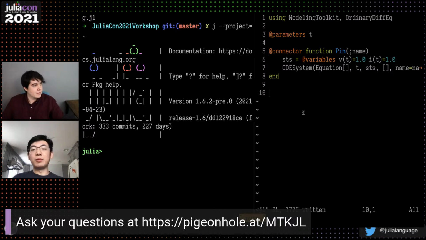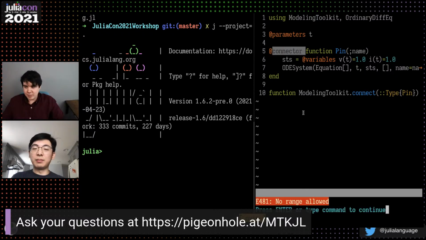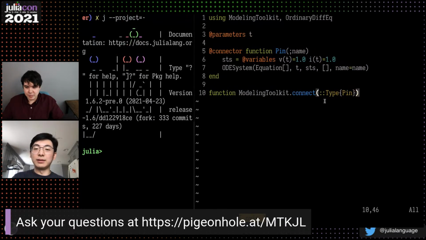Then we need to think about, when connecting two components, what kind of connection equations we need to generate. So we need to tell Modeling Toolkit how to generate connection equations by overloading the connect function on the type of pin. Basically, the connector macro declares the type pin, so that we can overload the connect function on the type pin. It takes an arbitrary number of pins and connects them together.